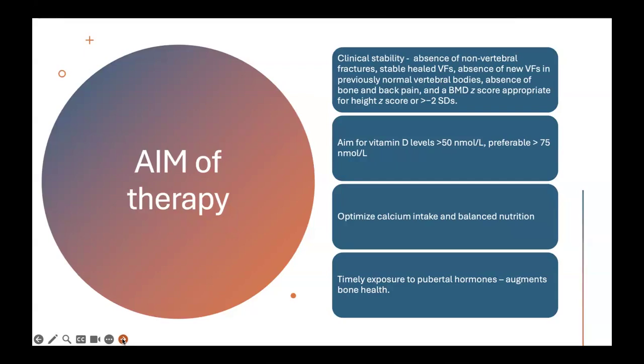We aim for vitamin D levels preferably above 75 nanomoles per liter. Optimization of calcium intake and a balanced nutrition along with physical therapy has a positive impact on bone health, and so does timely exposure to pubertal hormones.